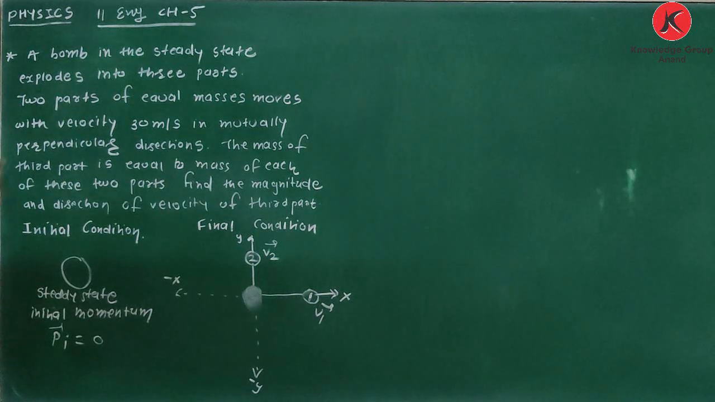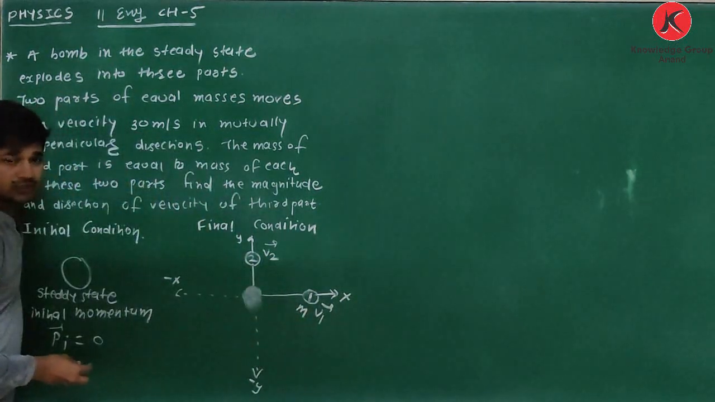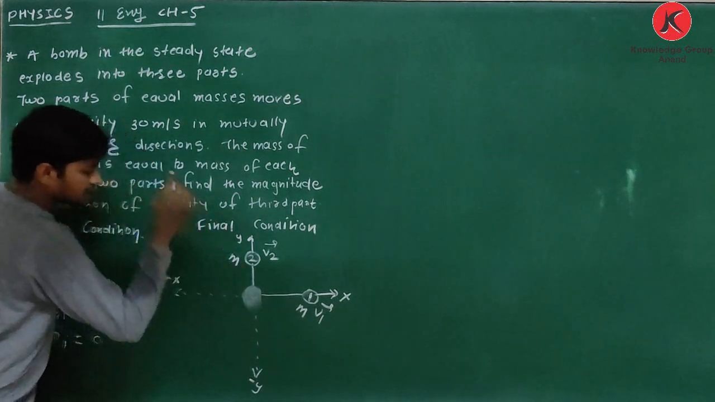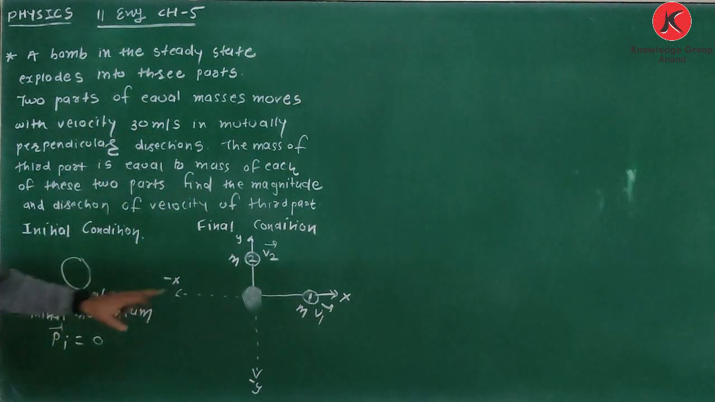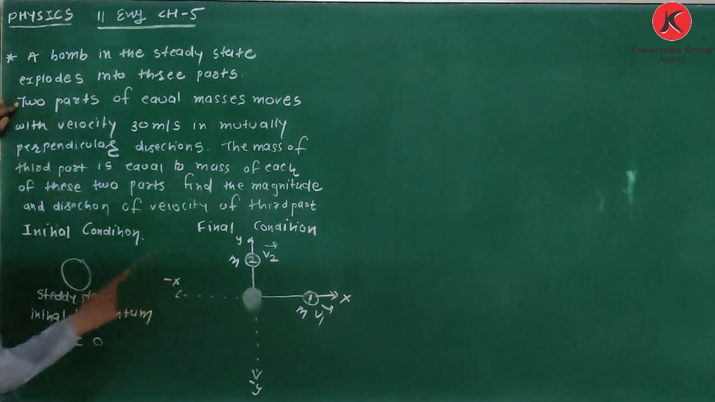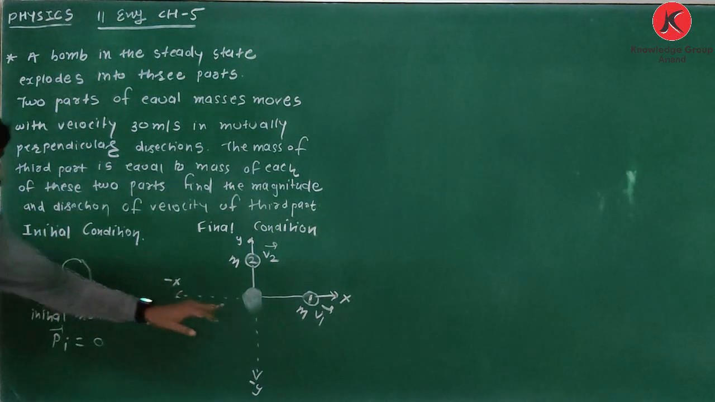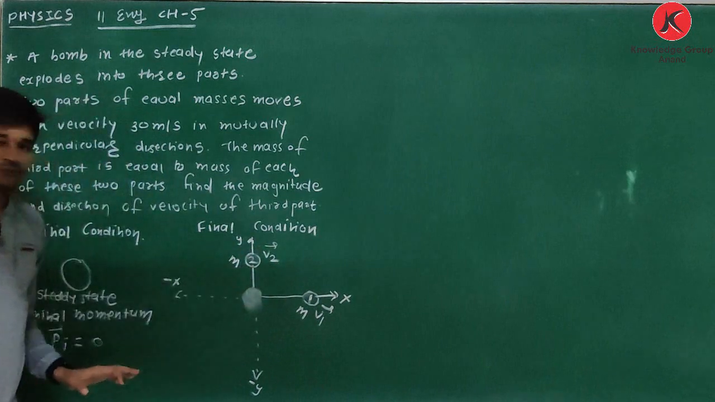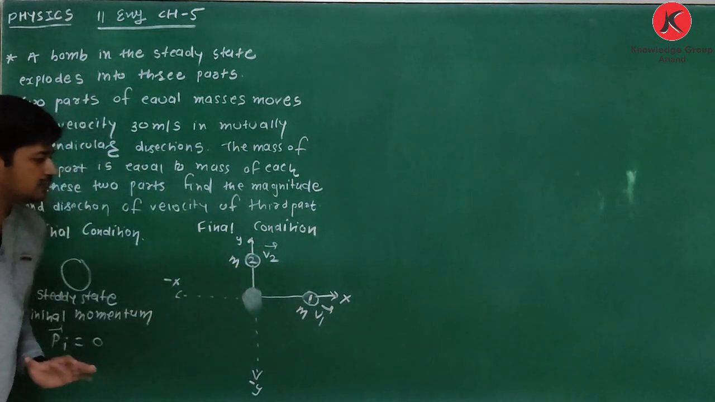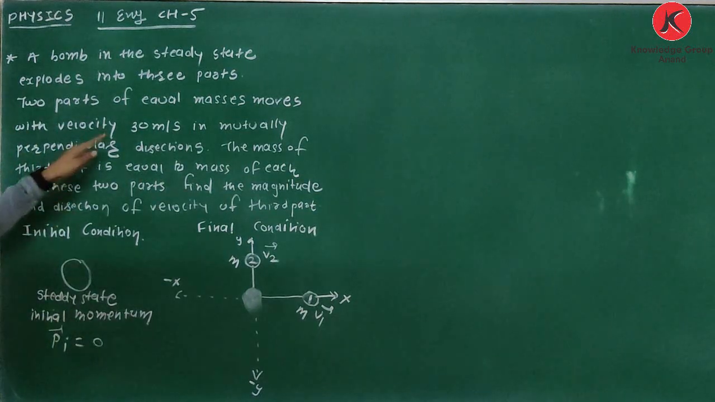Clear about this? Of equal masses. So let the mass of this first particle be m, and the mass of this second particle is also m. Now read this data: two parts of equal masses m and m move with velocity 30 meters per second in mutually perpendicular directions. One is moving in x direction and one is moving in y direction. Clear about this?